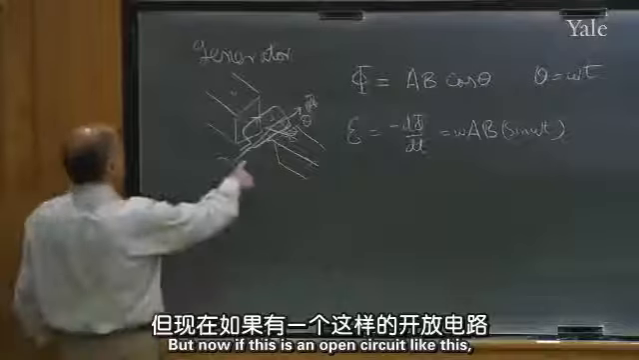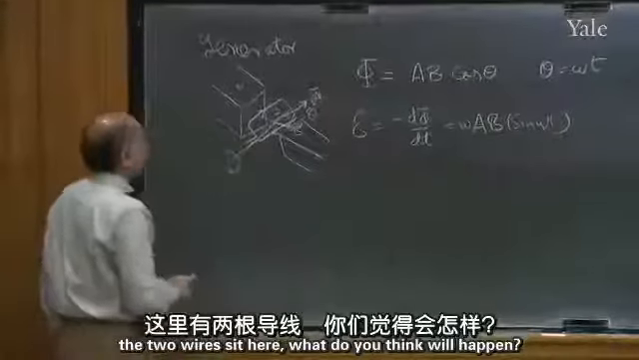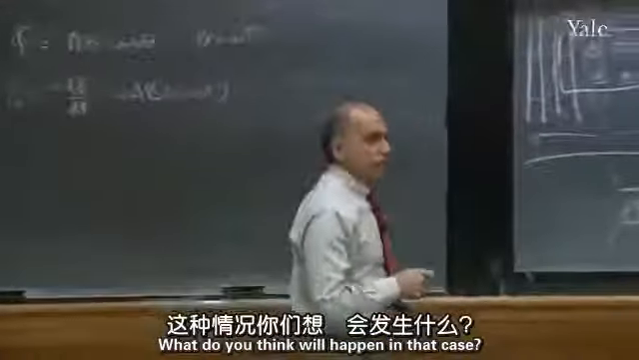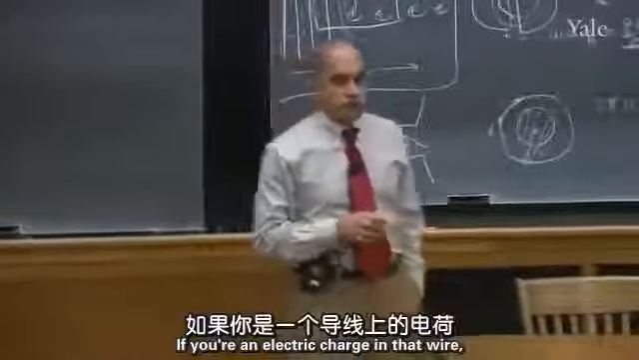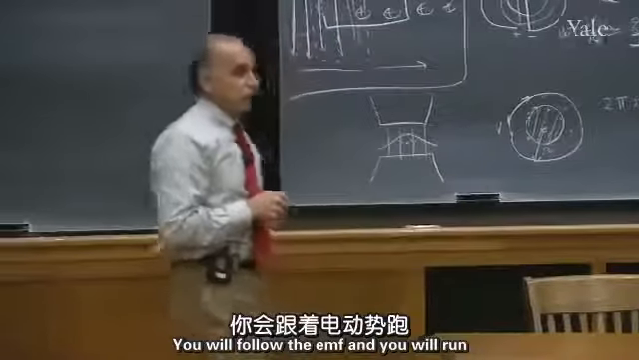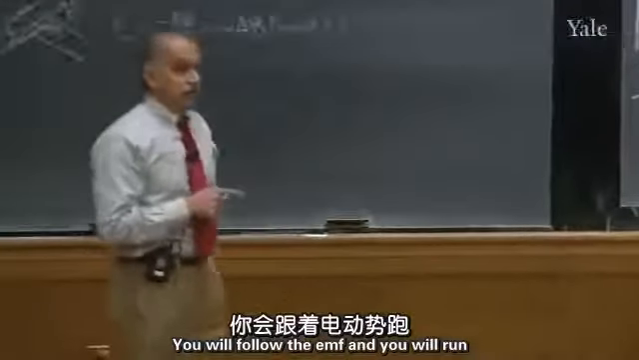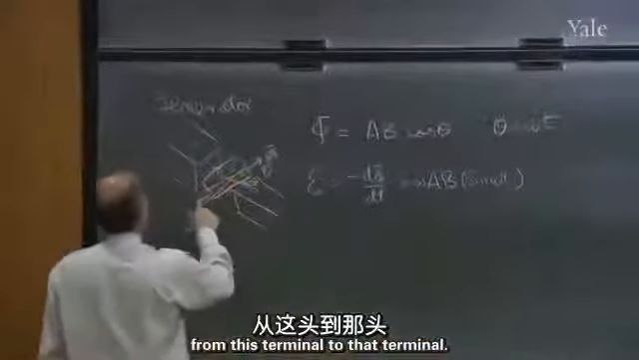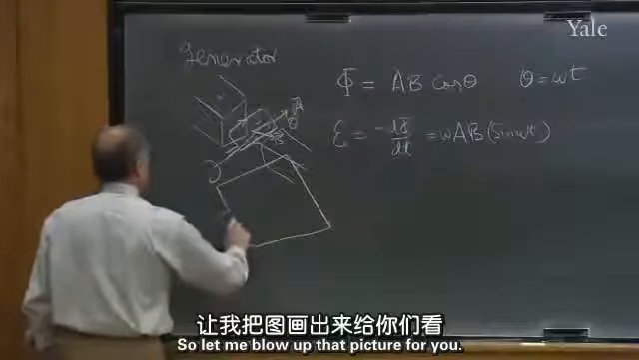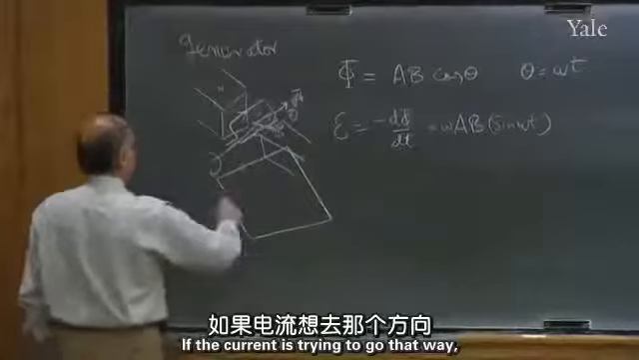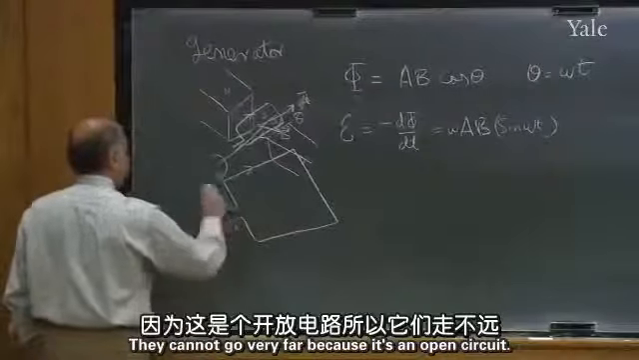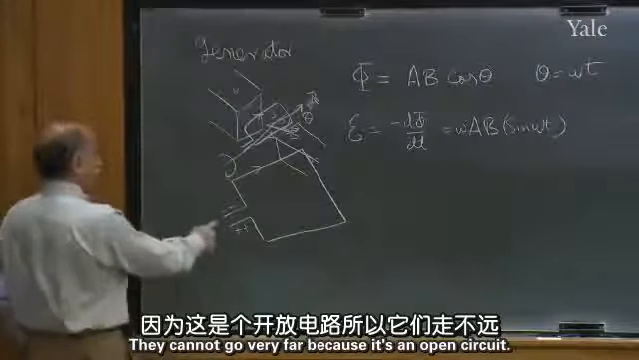But now, if this is an open circuit like this, the two wires are here, what do you think will happen? What do you think will happen in that case? If you have an electric charge in that wire, what will you do under the EMF? You will follow the EMF, and you will run from this terminal to that terminal. So let me blow up that picture for you. If the current is trying to go that way, then charges will leave like this and pile up here. But they cannot go very far because it's an open circuit.